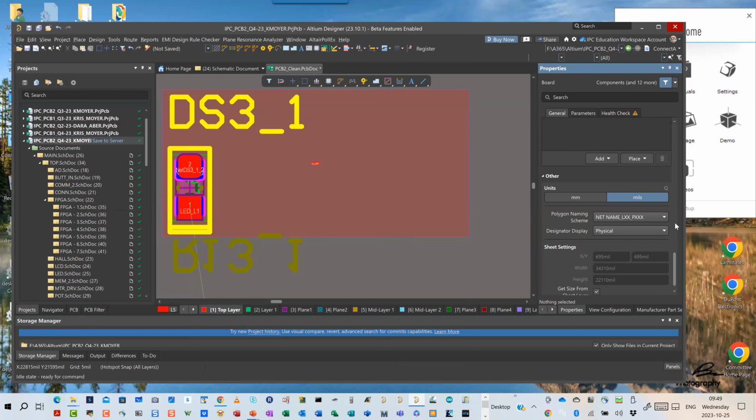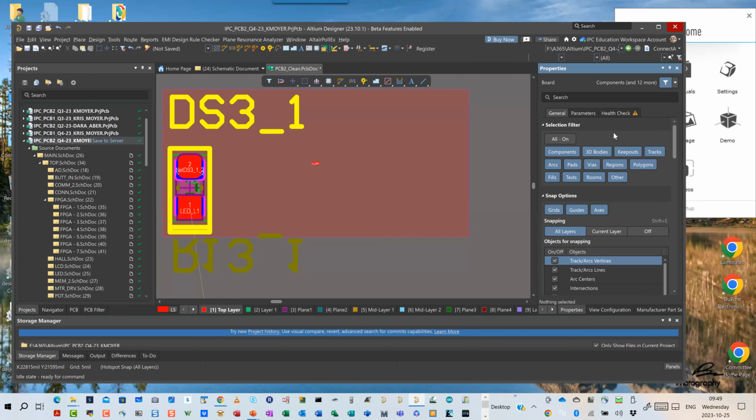Additionally, I've got some selection filters up here. Right now, I have all the selection filters turned on, but you can turn these off and say, I only want to select pads, or I only want to select tracks, or traces, or vias, or polygons, or whatever, right? So you can say, I'm not going to let it select anything except one feature. I can also have snap options. I want to snap to grids, guides, and axes. I also want to snap on all layers rather than only on my current layer.